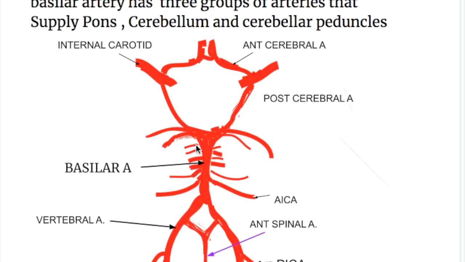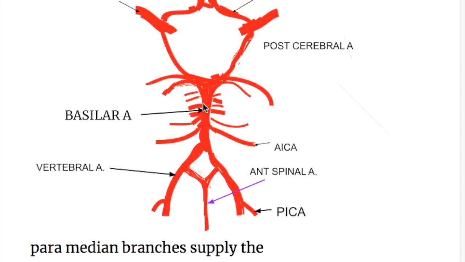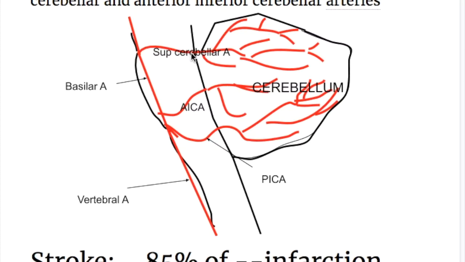Basilar artery has three groups of arteries that supply pons, cerebellum, and cerebellar peduncle. The paramedian branches of the basilar artery supply medial 1/3 of the pons, and circumferential branches supply lateral 1/3 of the pons. And the long circumferential arteries, superior cerebellar and anterior inferior cerebellar arteries, they also supply pons and cerebellum.